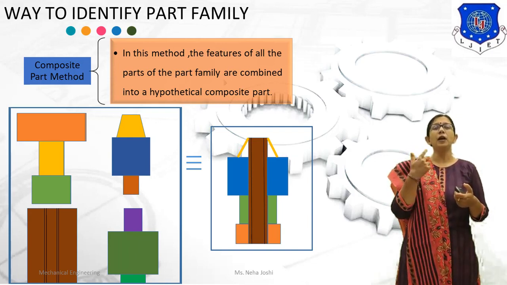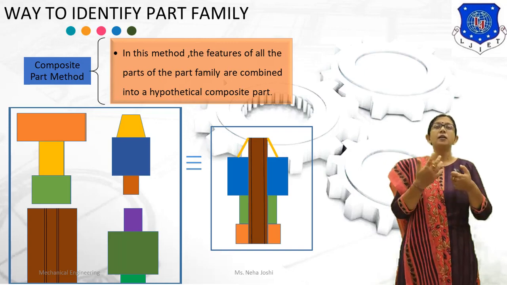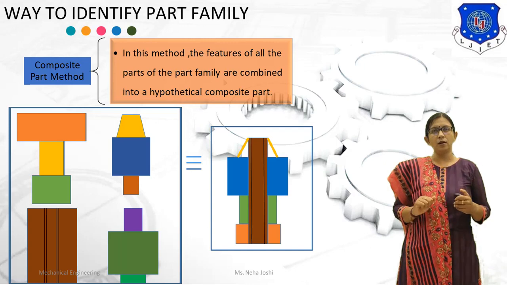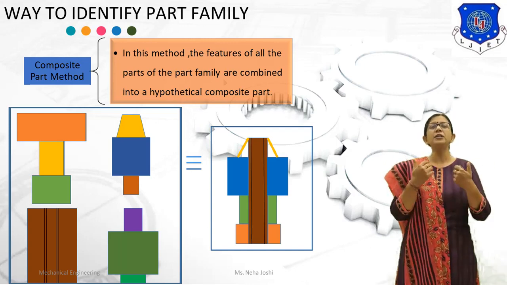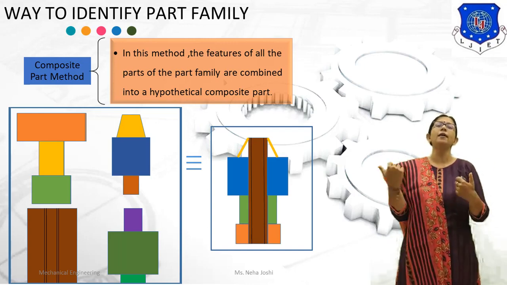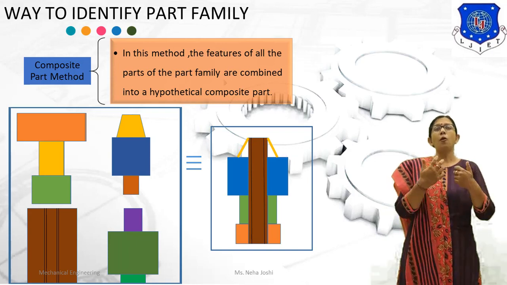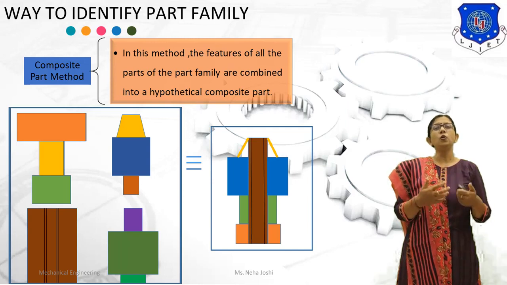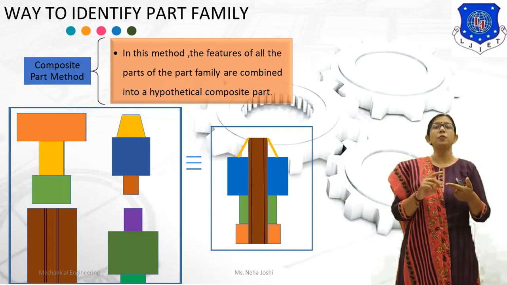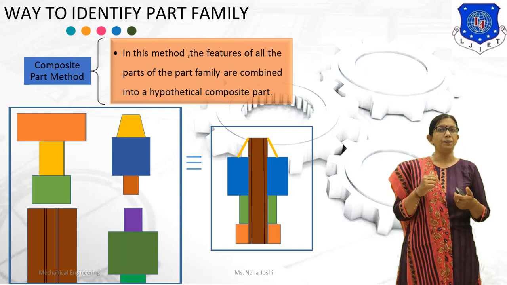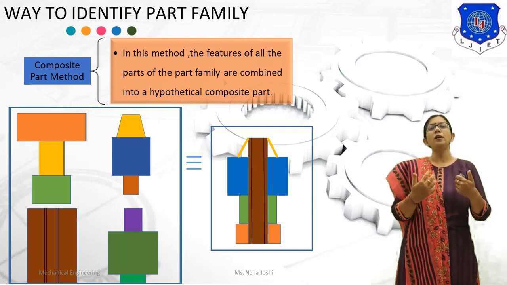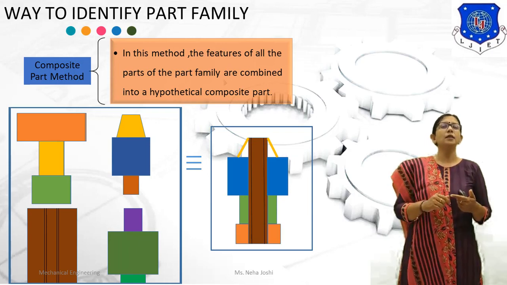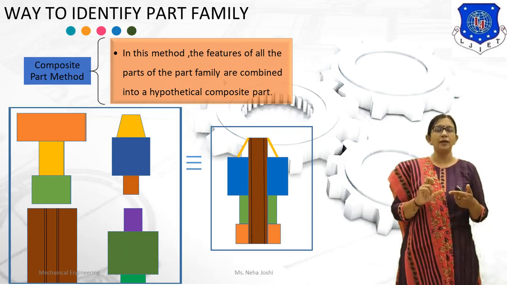For a hypothetical composite part, the list of all operations is prepared and tool setting is done on a multi-tool setup which can handle all the tools, like a turret. The list of operations for the hypothetical composite part essentially includes all the operations required for machining the complete part family. Each part family may not need all the operations of the hypothetical composite part. Here you can see in the diagram there are four different parts.